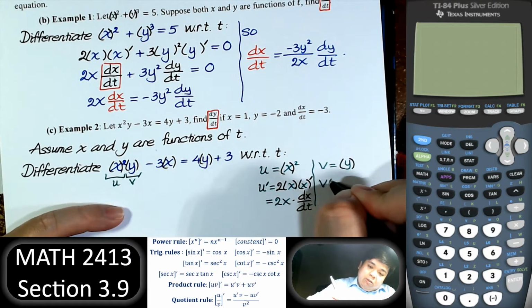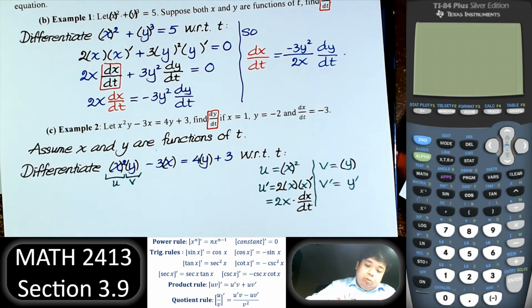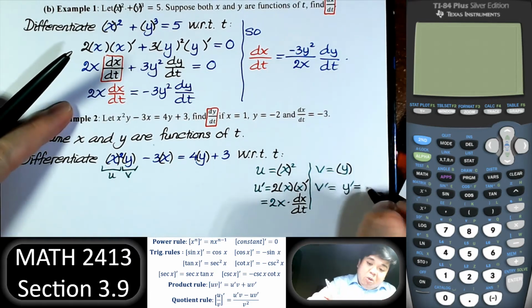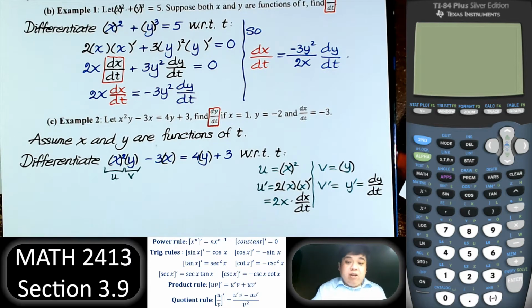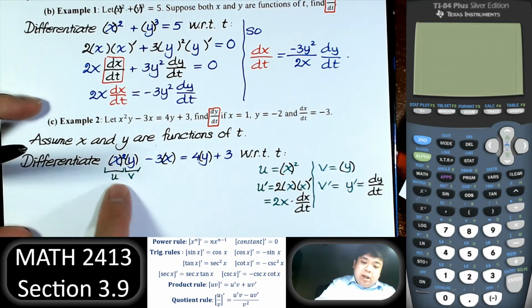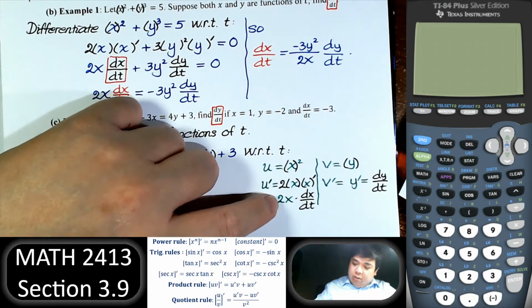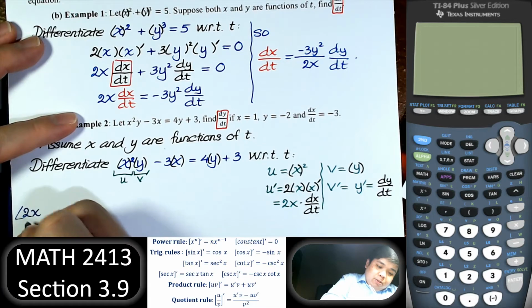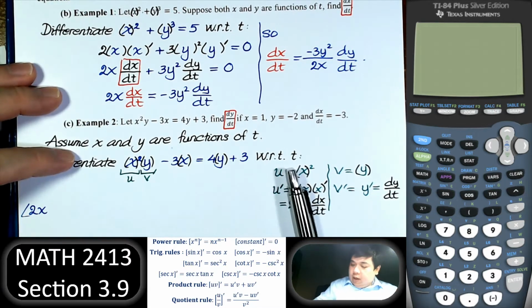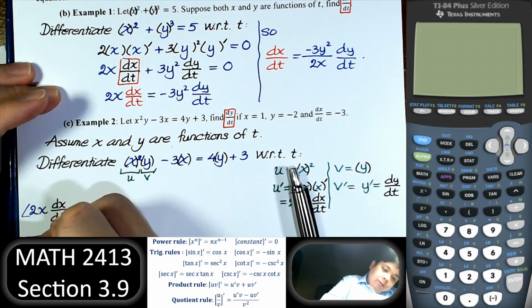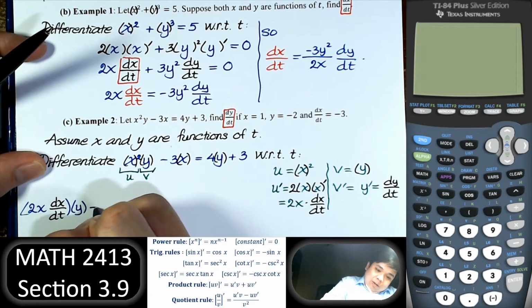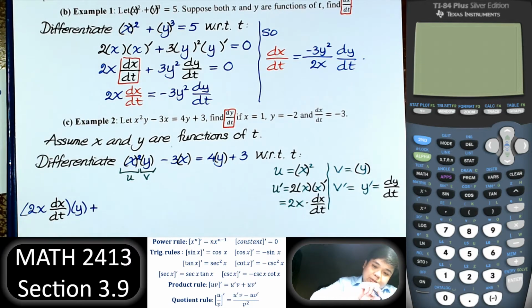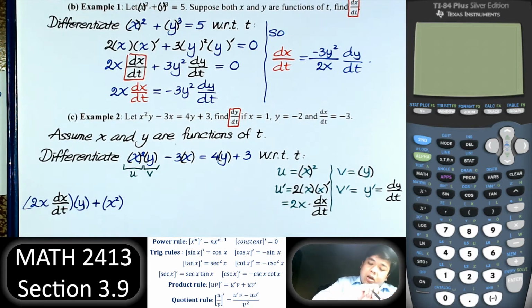And v, so v prime is equal to y prime. But we're not going to write y prime. We prefer to write dy over dt. So to be more specific, which one is the variable? Which one is the dependent variable? Which one is the independent variable? Both x and y depend on t, so that's what we have. Now, differentiate this with respect to t. The first one is u prime v, so u prime is going to be this. u prime v plus u times v prime.